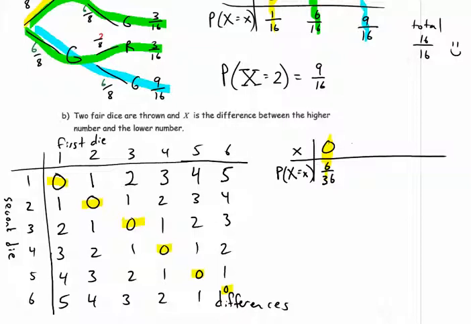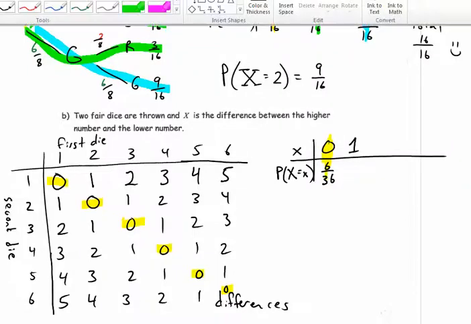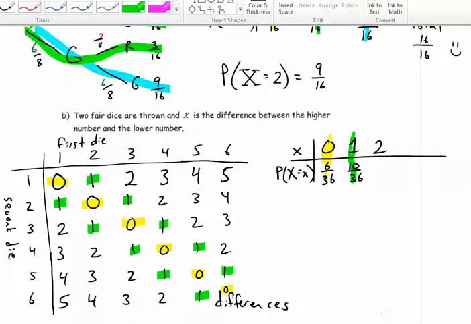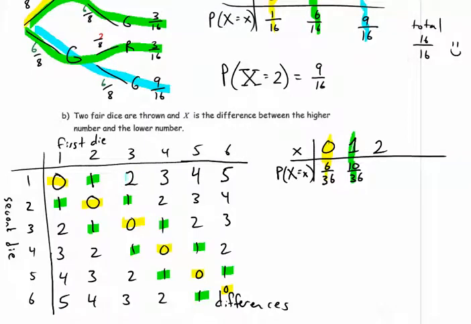Okay. Or you could have a difference of 1 between the two dice. The chance that the two dice have a difference of 1 is 1, 2, 3, 4, 5, 6, 7, 8, 9, 10. 10 out of 36. The probability that the two dice have a difference of 2 is 8 out of 36.